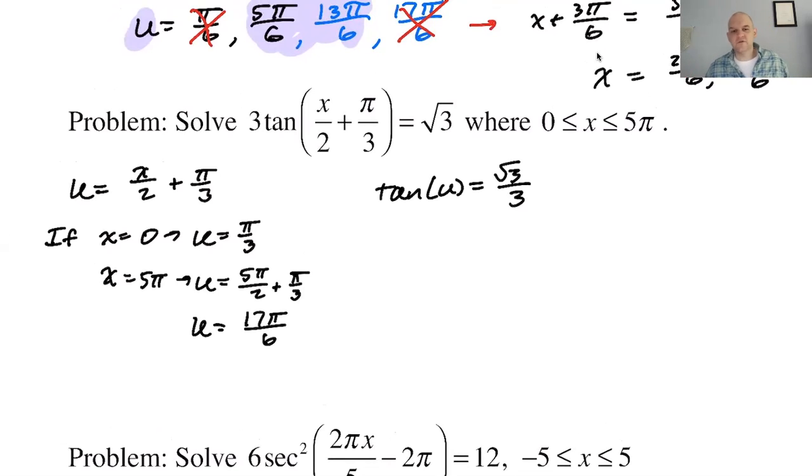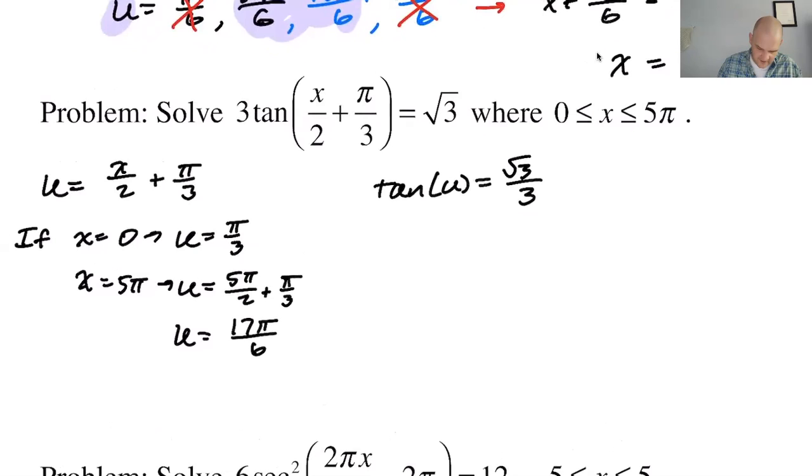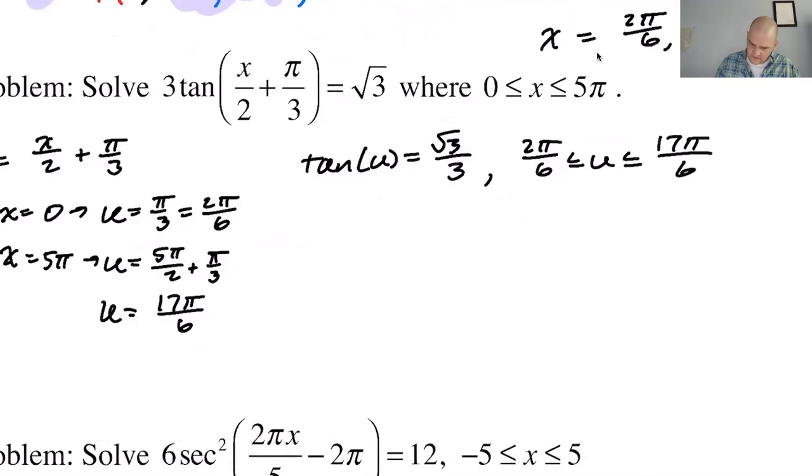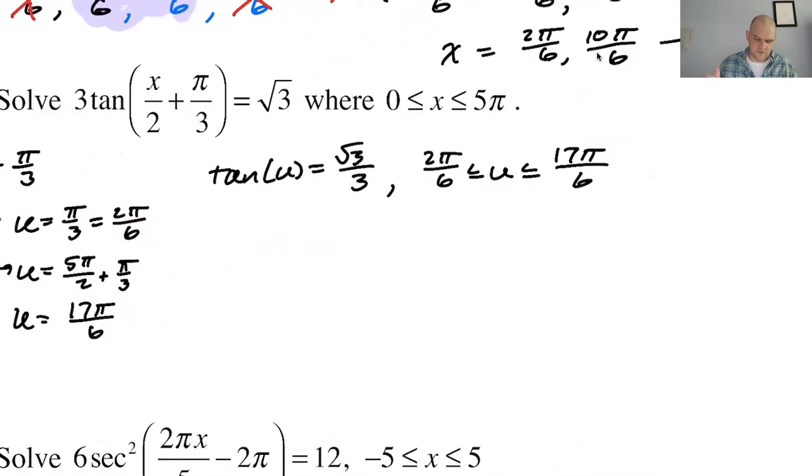So what kind of angles are those? Those are going to be pi over 6 angles. So I'm going to rewrite this as 2 pi over 6 so that I can write my bounds as 2 pi over 6 less than or equal to U less than or equal to, conveniently, 17 pi over 6. All right, so then we just have to think about them. So where's the first one?